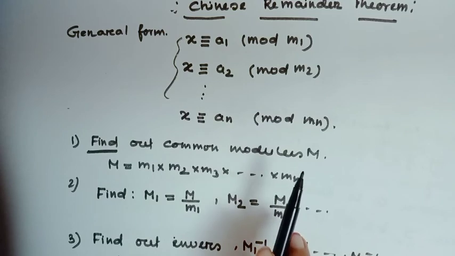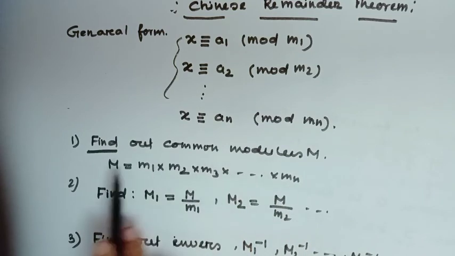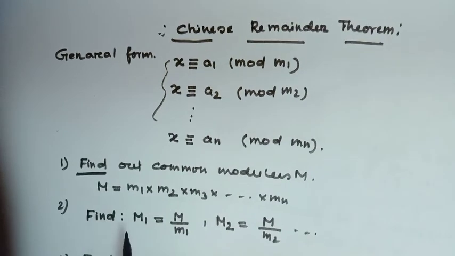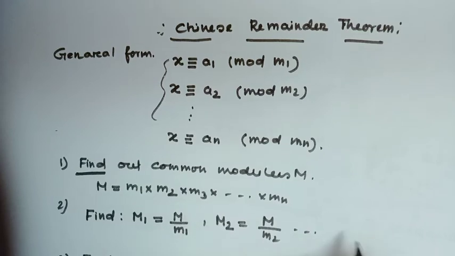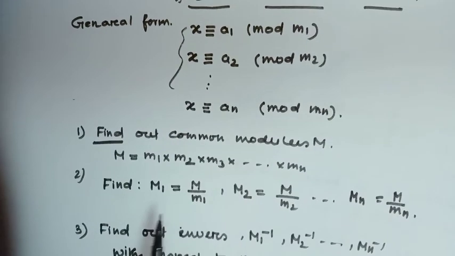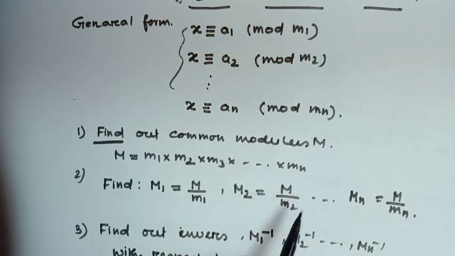After finding the common modulo m, in the second step we have to find the individual capital M1, capital M2, up to capital Mn, where capital M1 equals m over m1, capital M2 equals m over m2, and capital Mn equals m over mn.